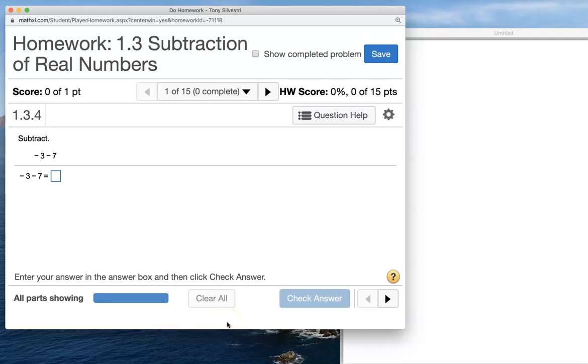Hello again. We're going to be doing section 1.3, subtraction of real numbers. And there's fewer subtraction problems because when we did the addition, there were 20 questions. Now we have 15. There is really not much difference between subtraction and addition.